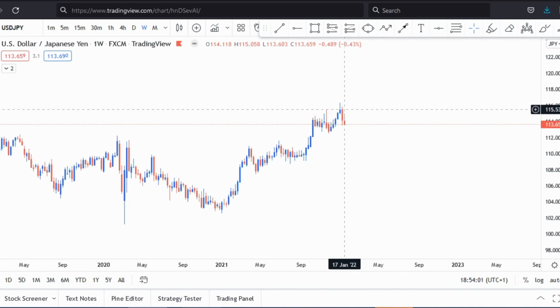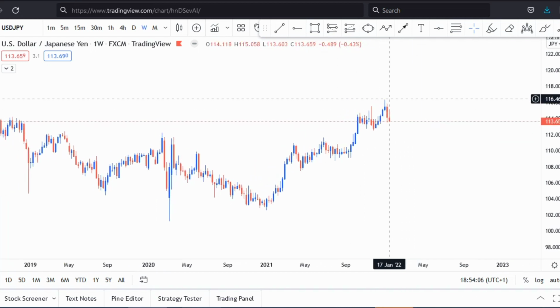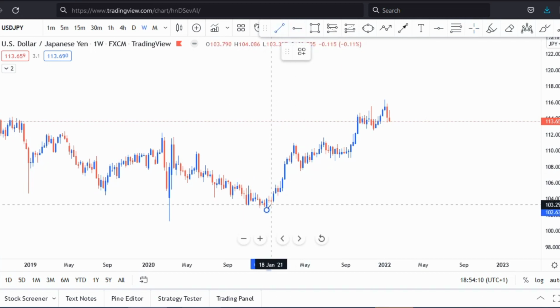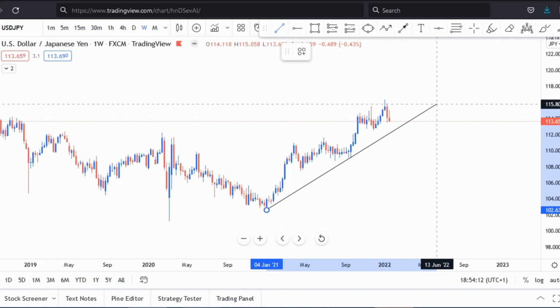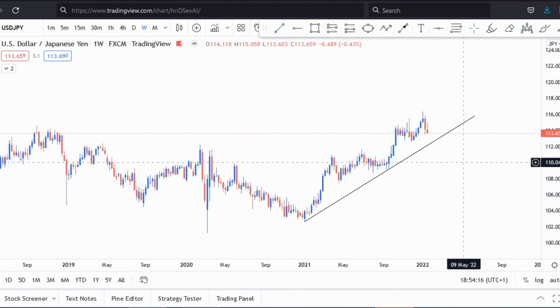Price tried to push up, but there were a lot of sellers in the market and they pushed price back down. So for me, this means that price will most likely continue its down move on this pair. I'll just identify the key areas as we normally do on the higher time frame and then on the smaller time frame as well.